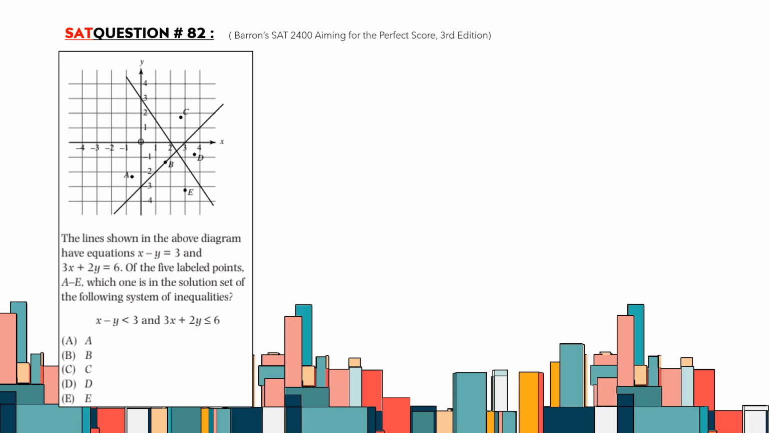The lines shown in the above diagram have equations x minus y equals 3 and 3x plus 2y equals 6. Of the five labeled points A through E, which one is in the solution set of the following system of inequalities? x minus y less than 3 and 3x plus 2y less than or equal to 6.